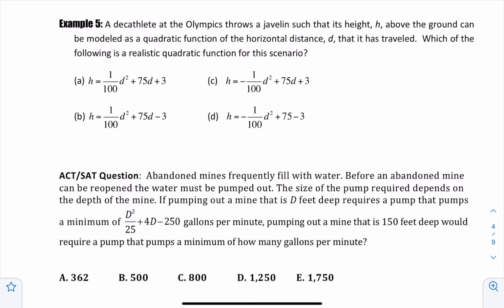For example number 5, there's a decathlete at the Olympics that throws a javelin such that its height h above the ground can be modeled as a quadratic function of the horizontal distance d that it has traveled. Which of the following is a realistic quadratic function for the scenario? So if we look, I've got height as a function of distance. So how high above the ground is it at any given horizontal distance that the javelin has traveled?